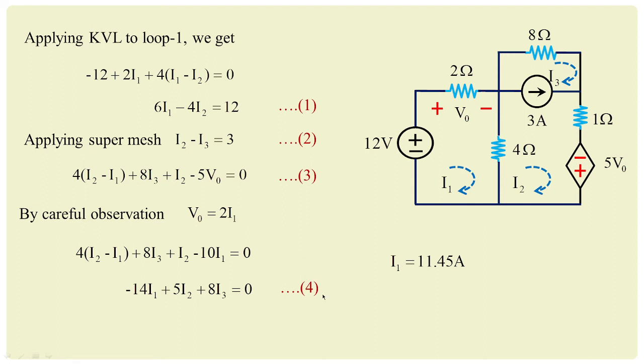Now solving equations 1, 2 and 4, we are going to get I1 equal to 11.45, I2 equal to 14.818 amperes, and I3 is equal to 11.18 amperes. This is the answer we got using node analysis. So this is how we solve the problems involved with dependent sources.